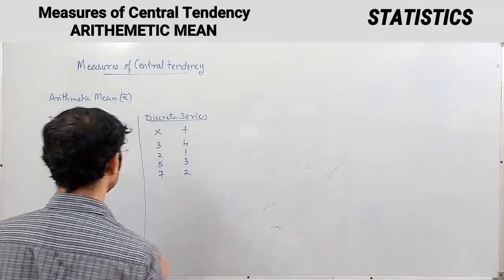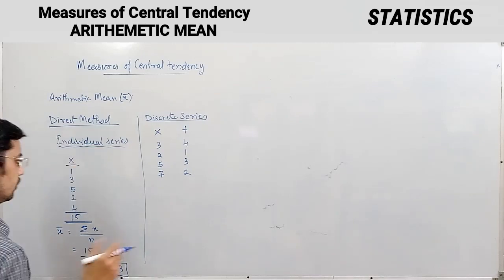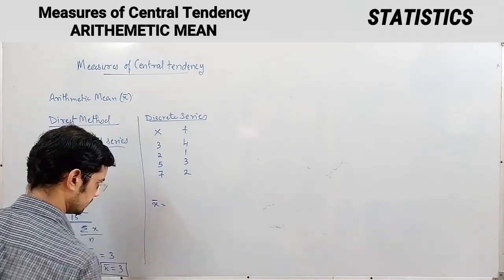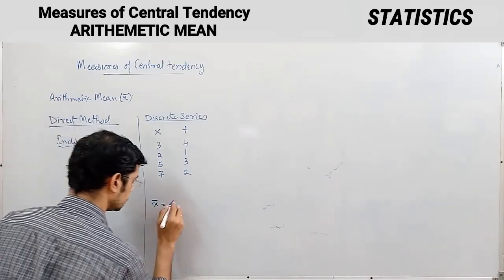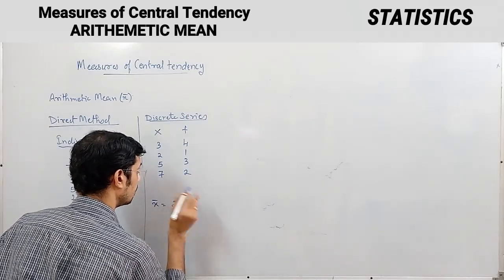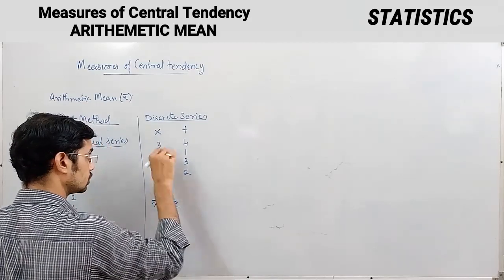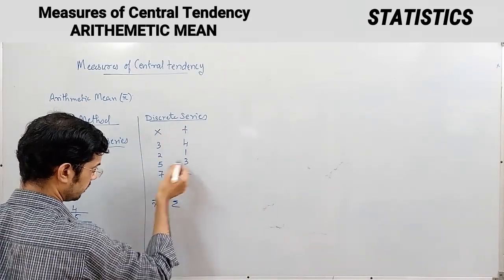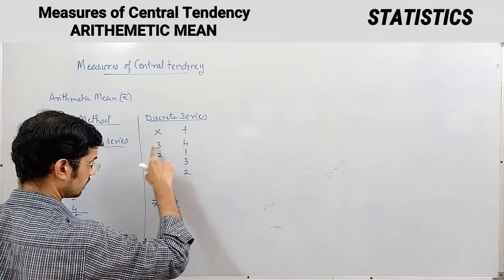Now how to find out the mean? To find out the mean, x bar, the formula is like this. It is the sum of all observations, but 3 has to be counted 4 times, 3 has to be added 4 times, 2 has to be added 1 time, 5 has to be added 3 times. So we actually take the product.